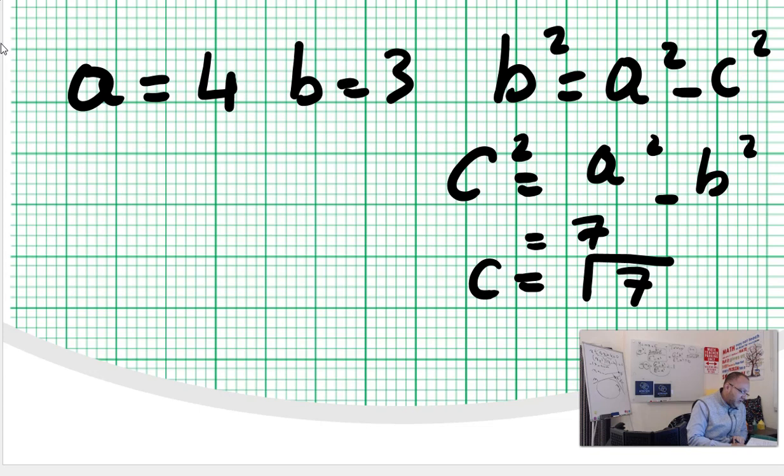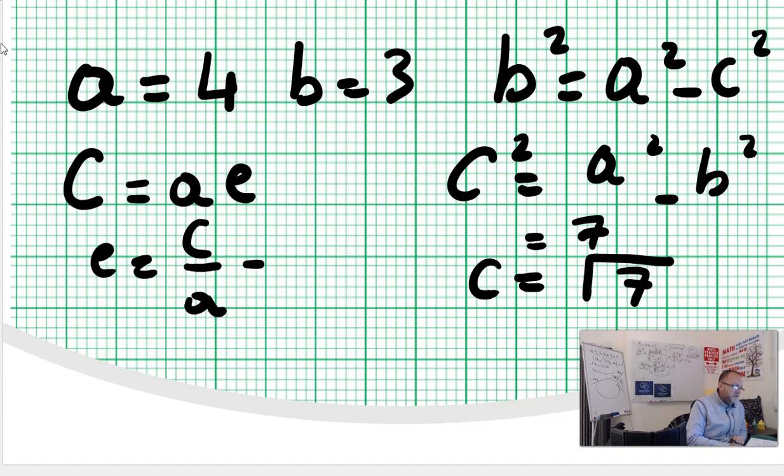Now I know that c equals square root of 7, and c equals a times e, right? So e equals c divided by a. So that equals square root of 7 divided by 4, exactly.